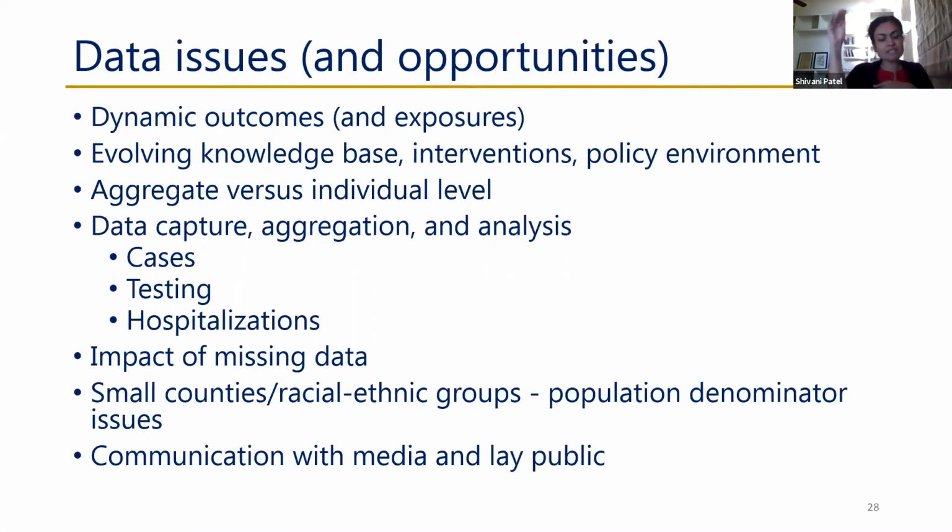We get the data from these higher levels, these folks who are aggregating the data, but that data comes from the bottom up, and there are a lot of irregularities. There's a lot of missing data with race and ethnicity, and so that makes it very difficult to track what is happening. We also have problems with small area estimations, so small counties where the population denominator might be unstable. And then of course, communication with the media and lay public.